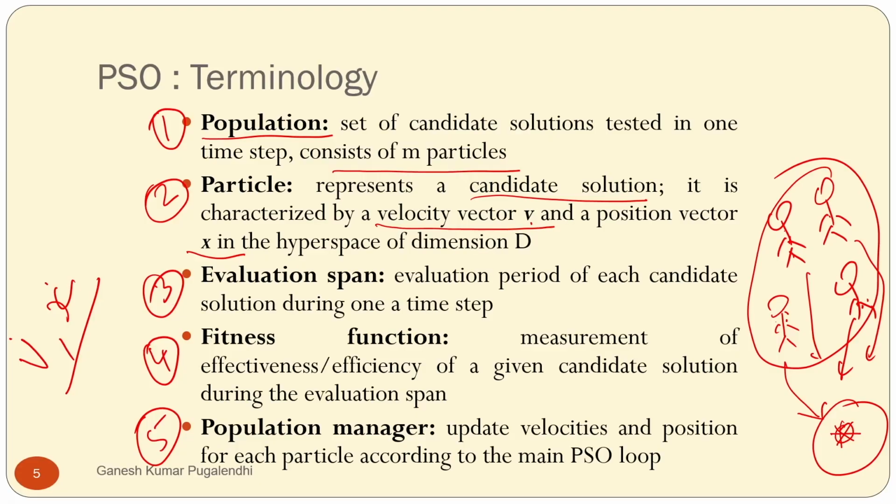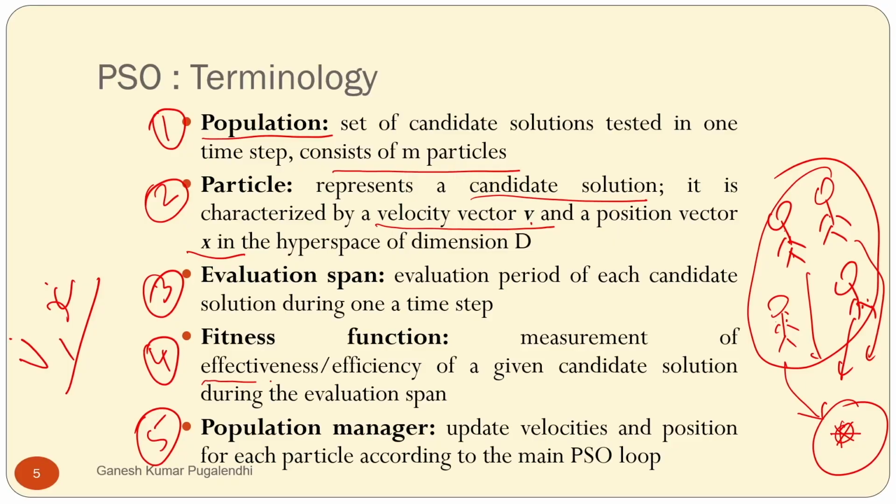Now what is the evaluation span? Evaluation span is nothing but the period up to which each candidate is evaluated, and the evaluated candidate retains its originality in the given timestamp, that is the evaluation span. For each evaluation span, the fitness function is evaluated for a candidate giving the solution, and this solution conveys the effectiveness and the efficiency of its own candidate.